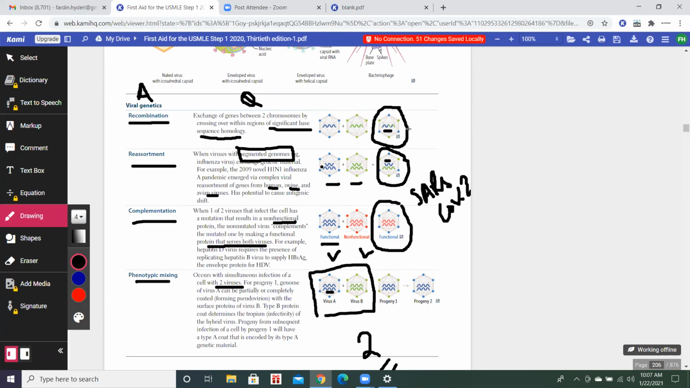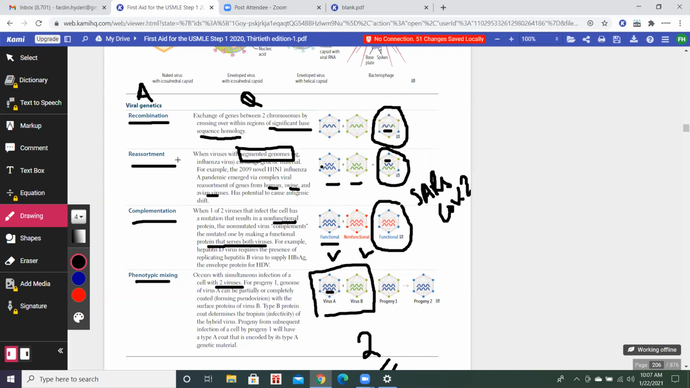Okay. So viral recombination is the exchange of two genetic materials, but overall, there will always be an immune response because both the viruses are functional. There is only a combination of the chromosomes with a combination of the surface protein. So this is a very easy one.